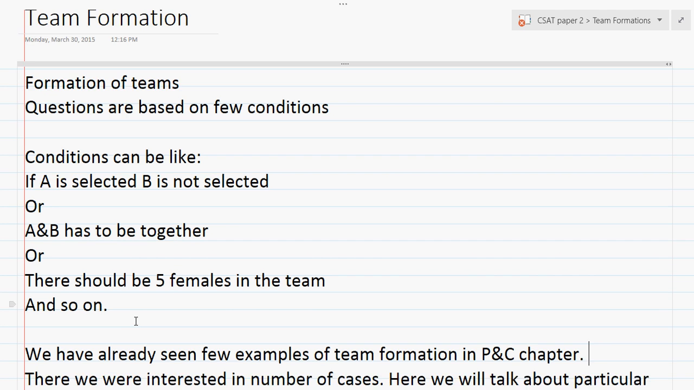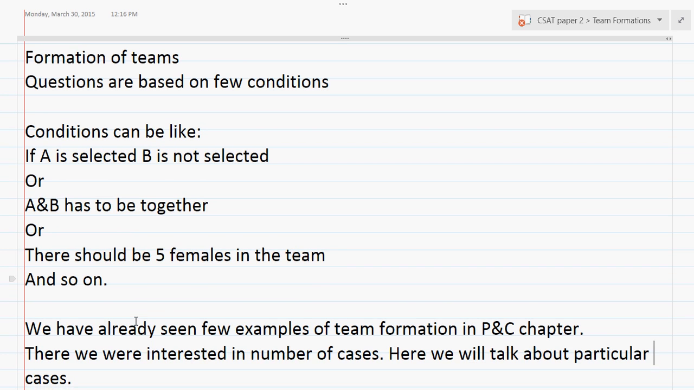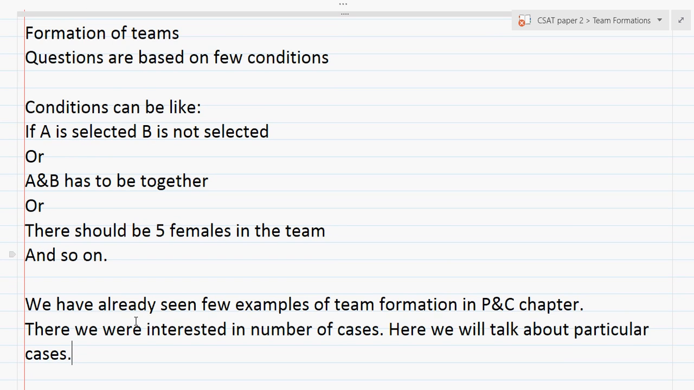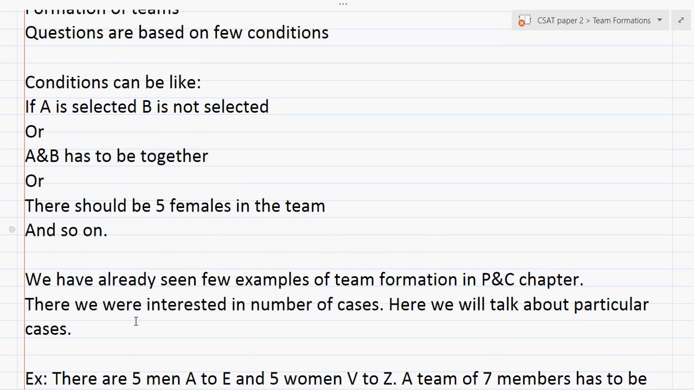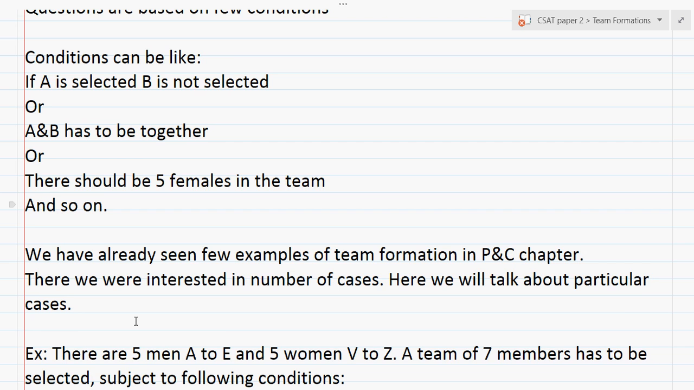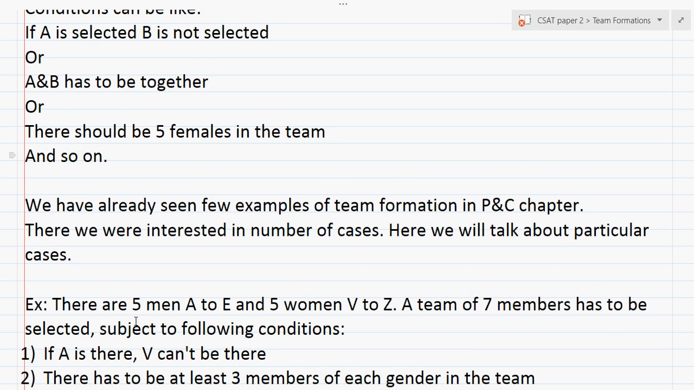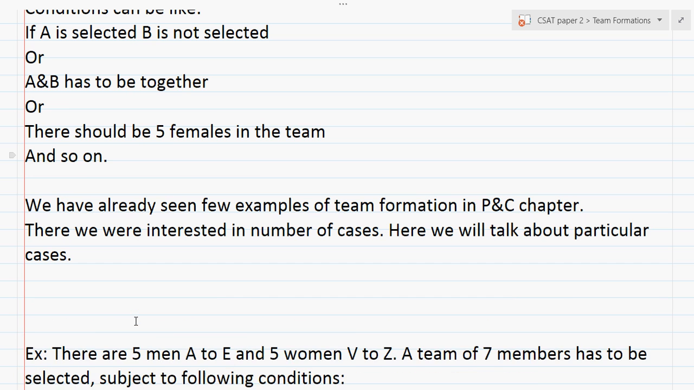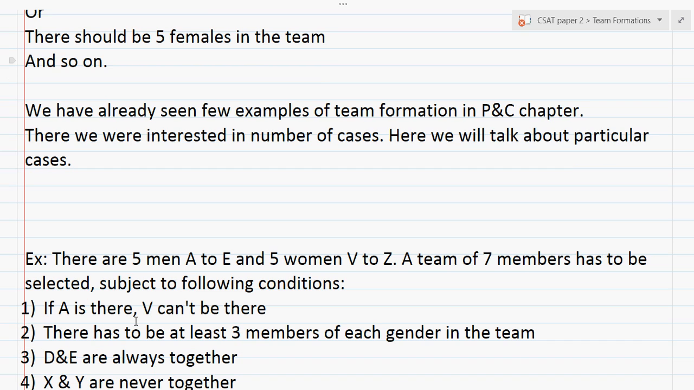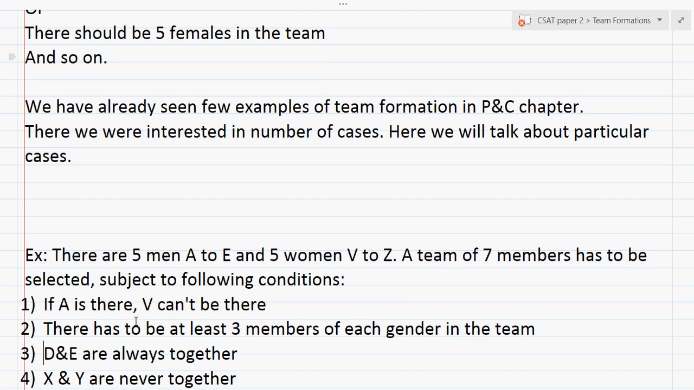We have seen one aspect of team selection, team formation, in our PNC chapter, where we were interested in the number of cases in a particular situation. But now in this chapter we are interested in particular cases. We want to know which team is formed based on various conditions, right? So this is perhaps like a Sudoku puzzle, because there are a few conditions which would restrict the entry of a particular person in a team, or which would always assist an entry of a particular person in the team based on the conditions.